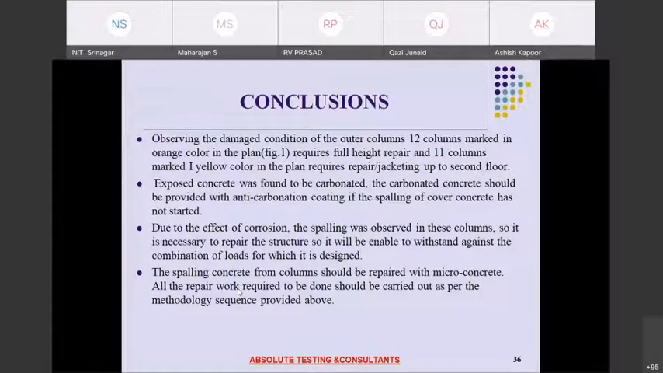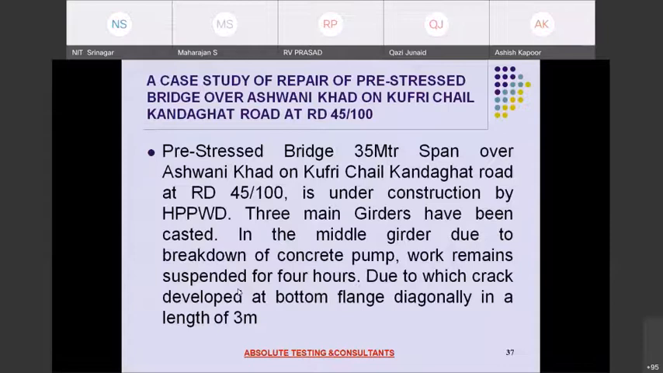And after this repair and rehabilitation, again we will conduct the non-destructive testing, especially your ultrasonic pulse velocity, so that you get to know the outcome of that repair, whether that repair is done perfectly or not, which can again be assessed by the non-destructive testing, which I have explained earlier. So this was one case study of a building.